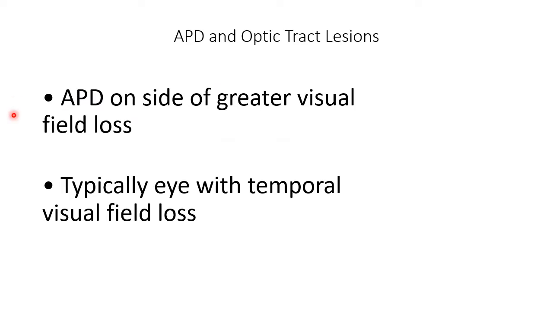You can have an afferent pupillary defect in an optic tract lesion, and the afferent pupillary defect is on the side of the greater visual field loss. Typically, therefore, the afferent pupillary defect will be on the side opposite of the optic tract lesion. That is the side with the bigger temporal field visual loss.